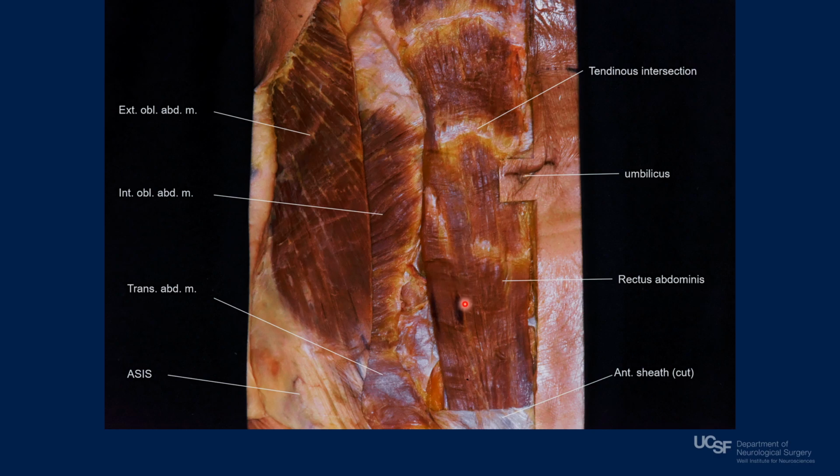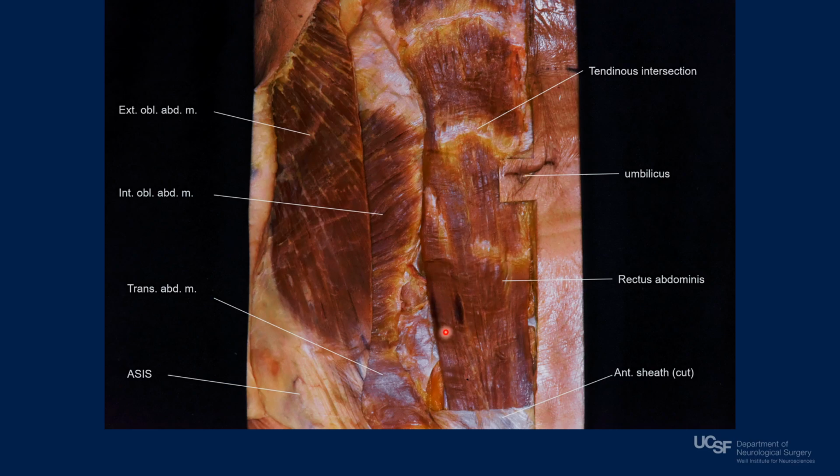In a deeper layer, we see the transverse abdominis muscle that runs, as the name says, in a transverse fashion from the pubic crest to the anterior pubic ligament. It has an attachment over the xiphoid process and also the costal cartilages of the lower 5 to 7 ribs.